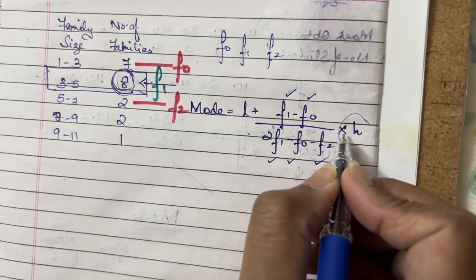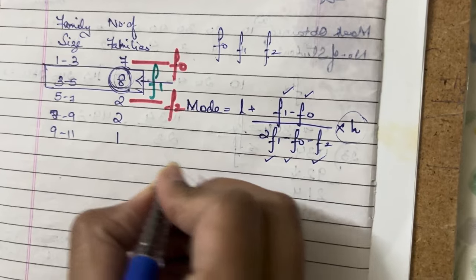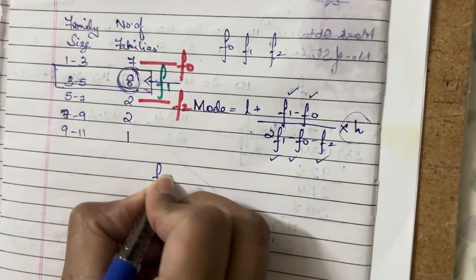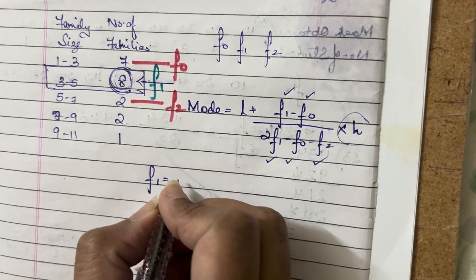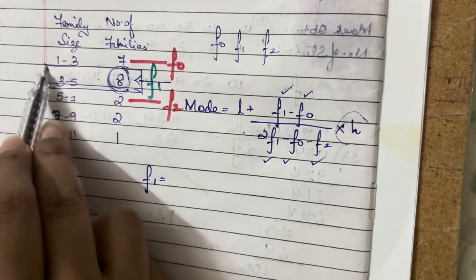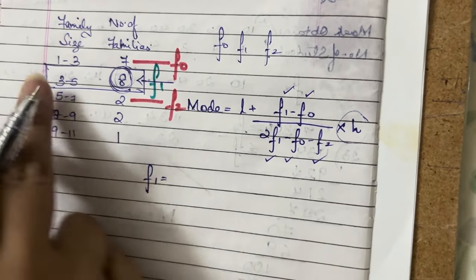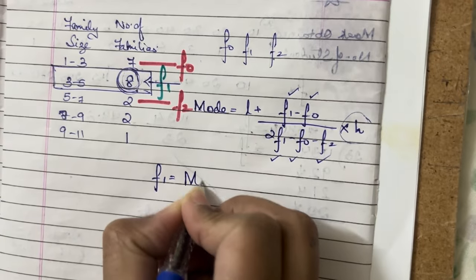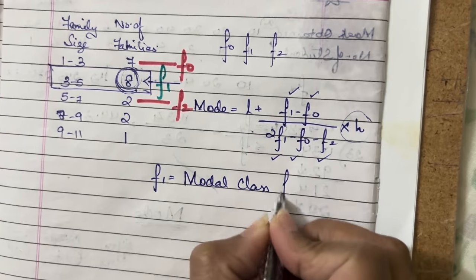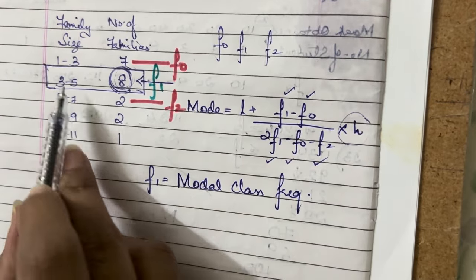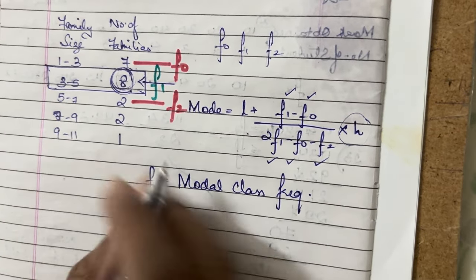We know H is the height of the class. So here I will write my F1 is the model class frequency. Okay, this class that I have is called the model class. Why is it called the model class? Model class frequency, because this is where my mode is found. Okay, so this is there.